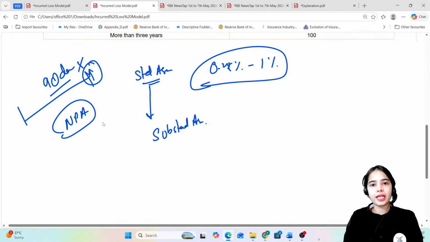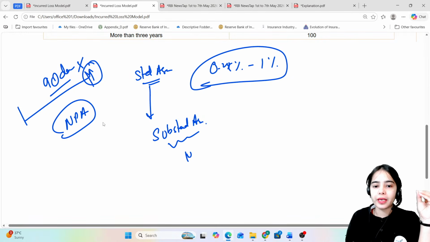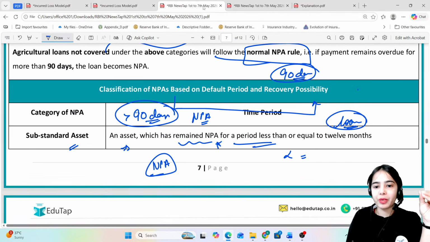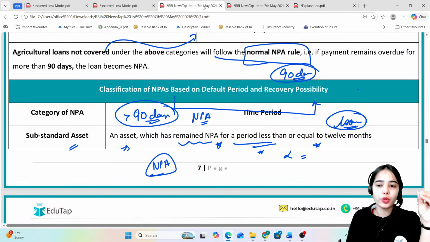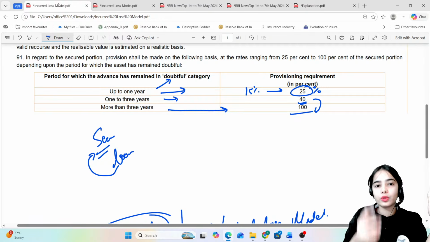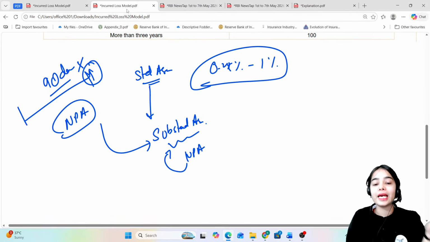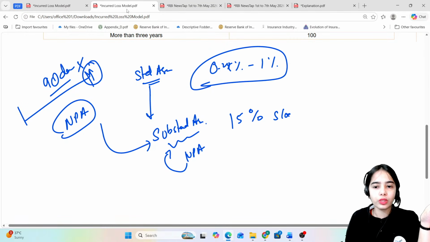In the initial 90 days, no steps were taken, no provisions were maintained. When the NPA goes into the category of substandard asset, so basically an asset which has remained NPA for a period less than or equal to 12 months, that is a substandard asset. Then the provisions increase to 15% in case of secured loan and 25% in case of the unsecured portion of the loan.